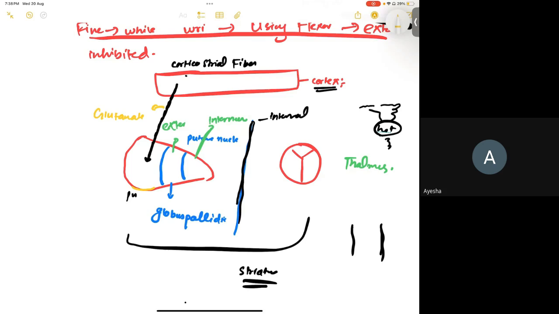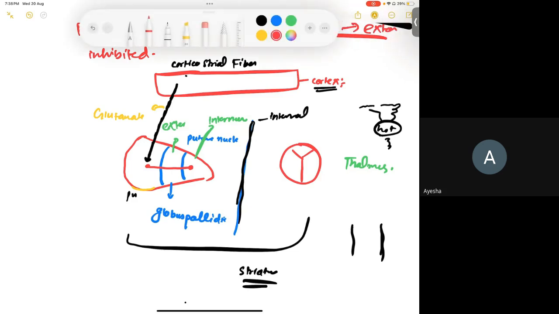Okay, perfect. Then we have another kind of fibers moving from the putamen into the globus pallidus internus, and they are GABAergic in nature. That is, whenever they are stimulated, they release GABA. Is it clear? Yes, it is.